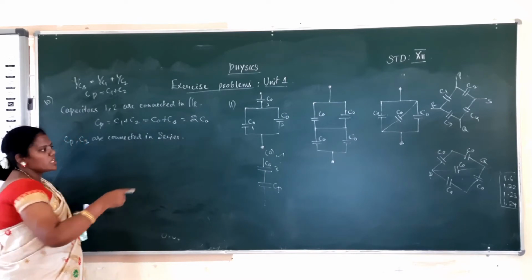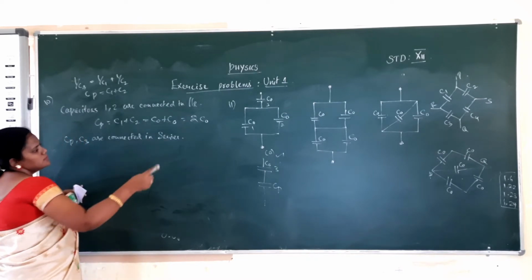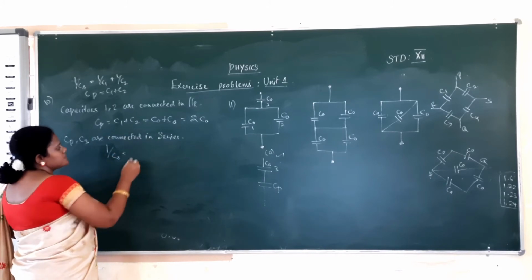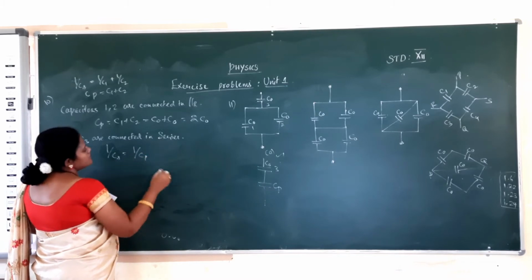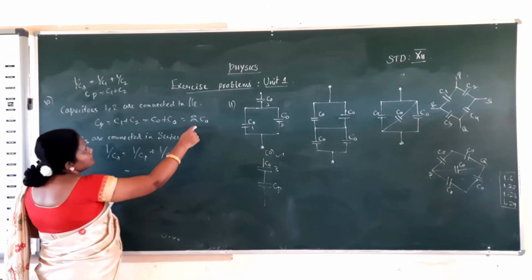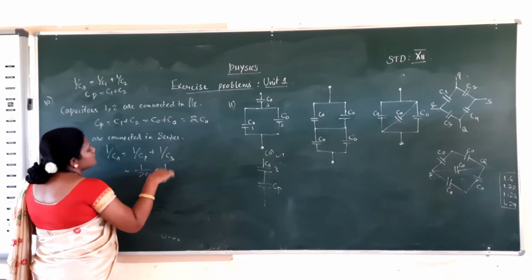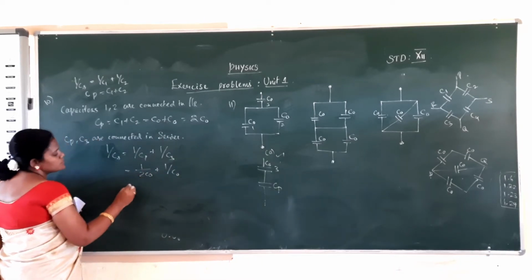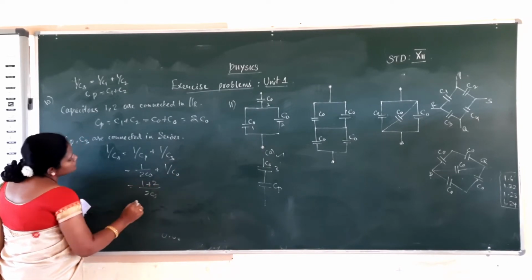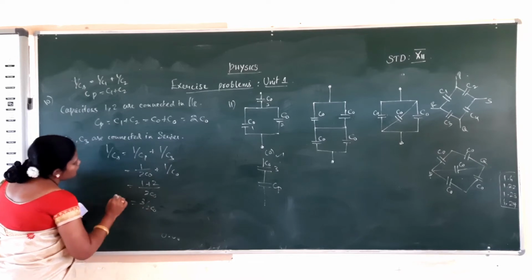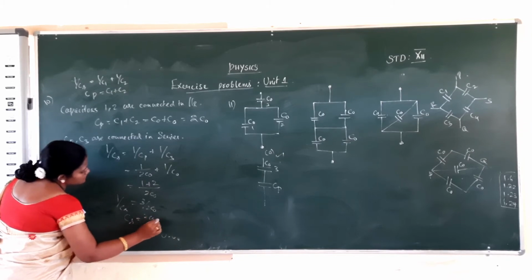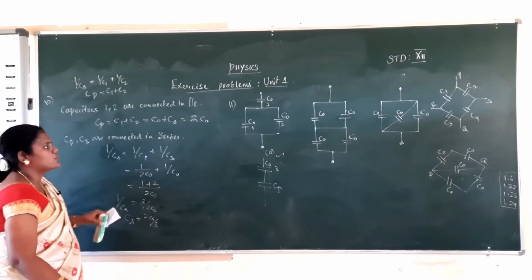The capacitors are connected in series. Series means 1 by Cs is equal to 1 by Cp plus 1 by C3. What is Cp? That is 2C0. So 1 by 2C0 plus 1 by C0. Taking 2C0 as the LCM, 1 plus 2 gives 3 by 2C0. So 1 by Cs is equal to 3 by 2C0, so Cs is equal to 2C0 by 3. This is the effective capacitance for this diagram.